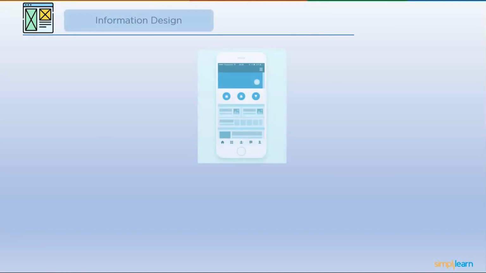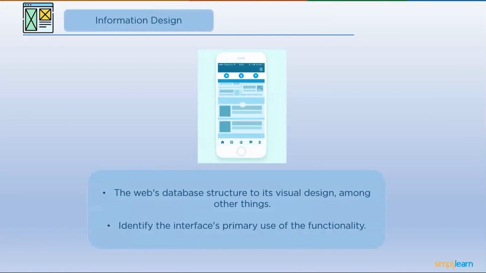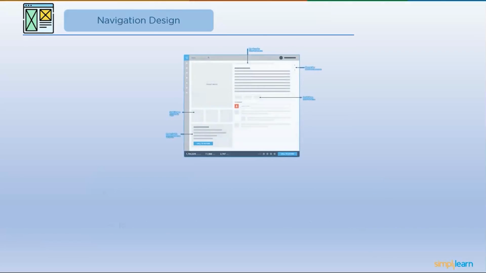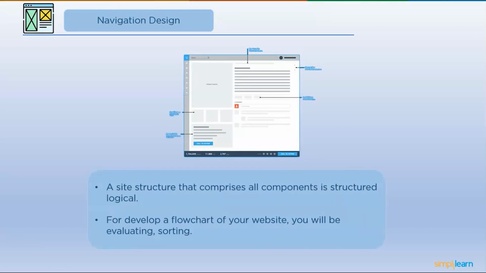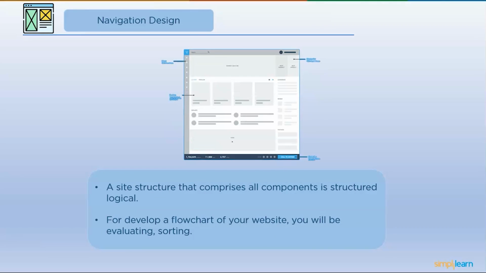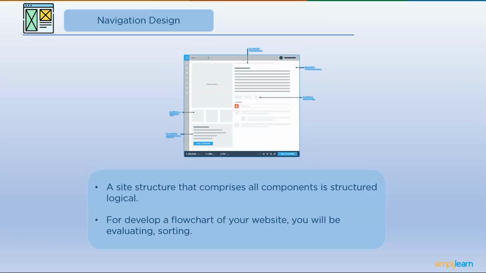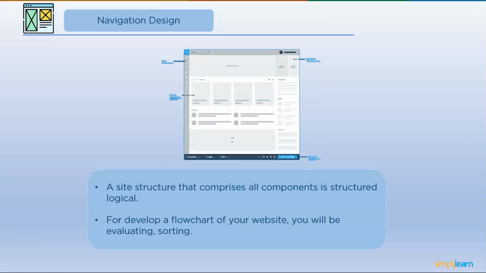So the first one is information design. By illustrating the routes between the pages, a wireframe relates the web database's structure to its visual design. Among other things, it explains how the interface should display specific types of information consistently and identifies the interface's primary use of the functionality. The second one is navigation design. A site structure comprising all the components is organized so users can easily discover information, using wireframes, navigation charts, and so on. To develop a flowchart of your website, you will be evaluating, sorting, grouping, and linking comparable information during this process.